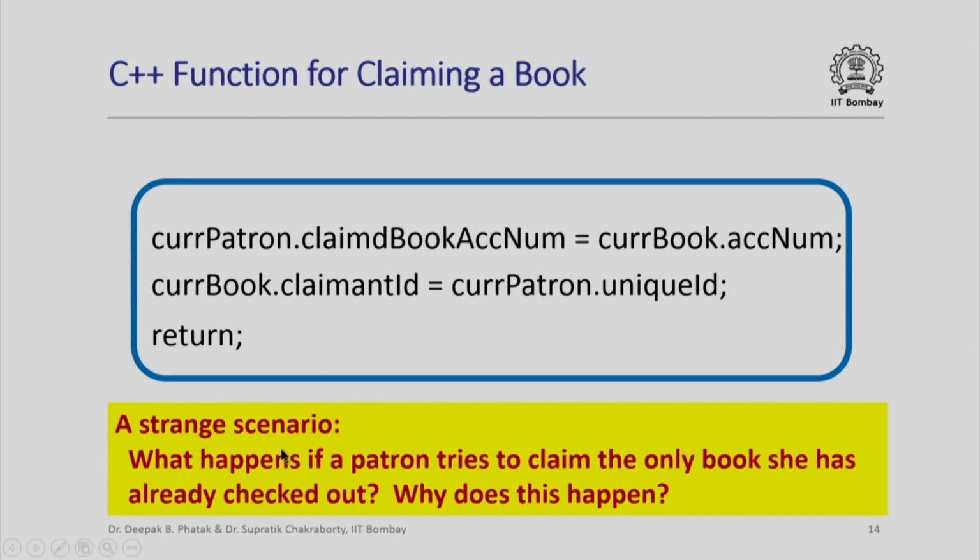Well, but if you just think about it, a strange scenario can arise. What happens if a patron has already checked out a book and then she is trying to claim this book again, and let us say this is the only book that she has checked out? So, she has really checked out one book and she again comes back and tries to claim that same book again. What happens in such a scenario? I will encourage all of you to think about this and also to try to understand why this happens. We will address this in a few slides ahead in this lecture.